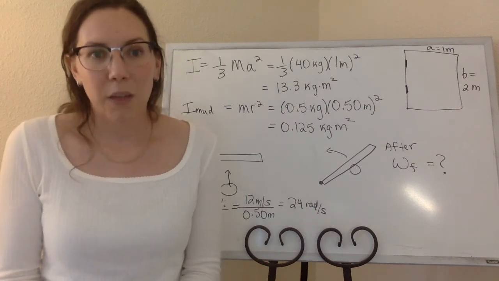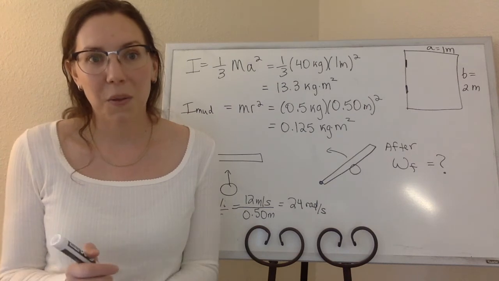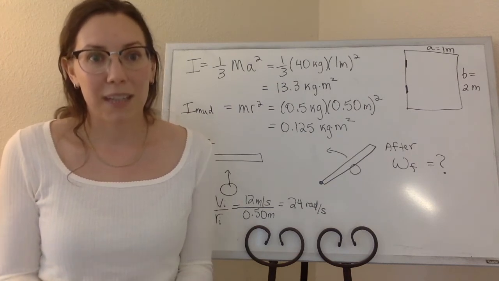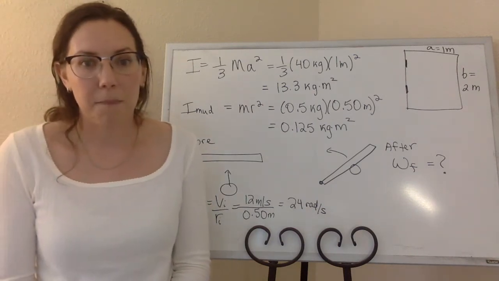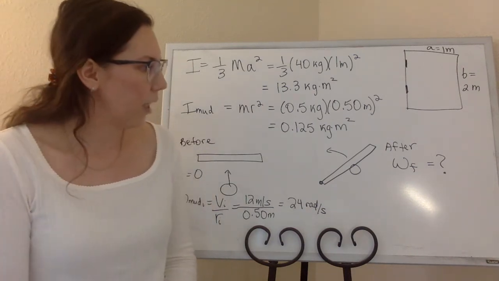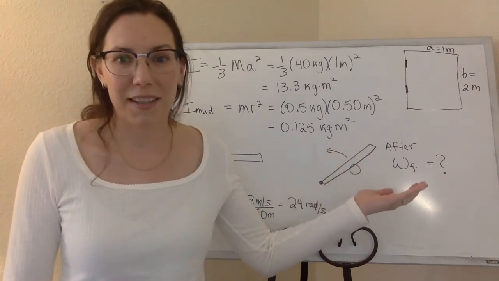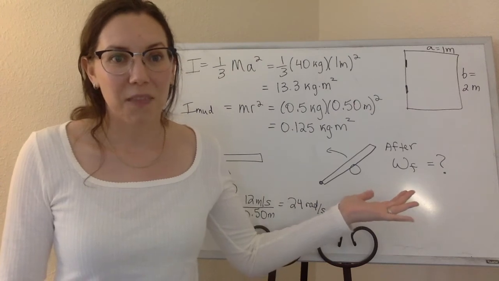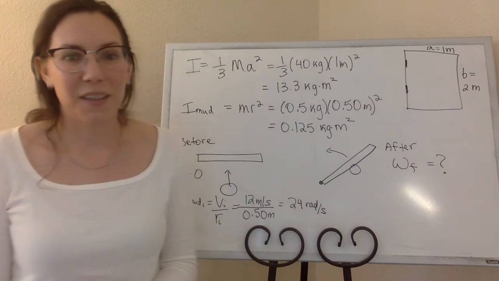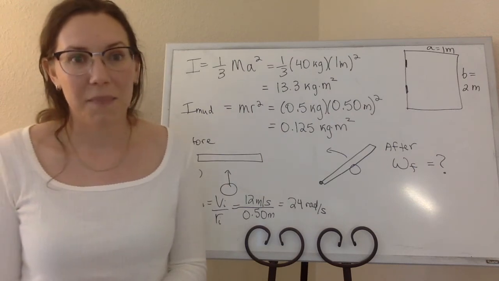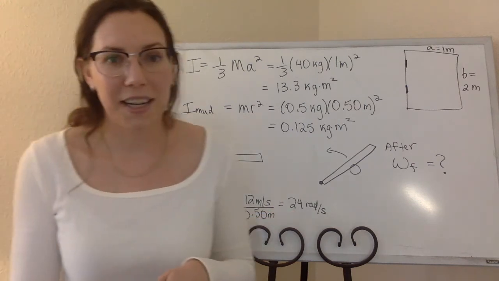So don't forget to include the angular velocities of the objects in the system that we'd normally think of as moving with a translational velocity. We can still convert it using v equals omega r. Okay, so after the mud sticks to the door and causes the door to swing, the system will have a final angular velocity, and that's what we're going to look at through the conservation of angular momentum. And so we have our initial angular velocity of the mud as 24 radians per second.